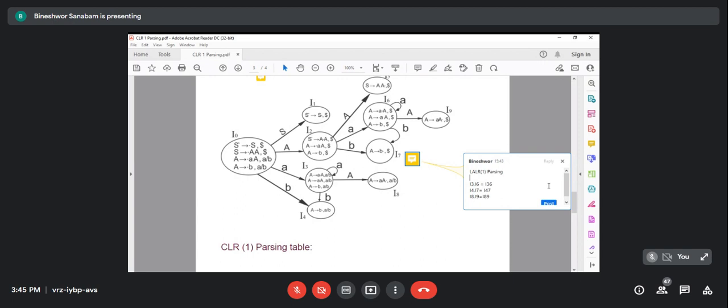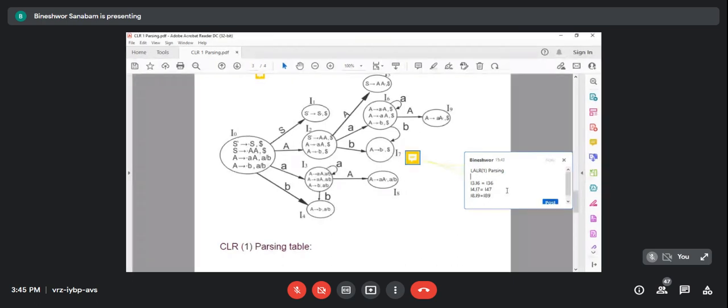So it will group in this manner. Wherever you have state 3 or state 6, it's going to be replaced by 36. Wherever you find 4 or 7, it's going to be replaced by 47. Wherever you have I8 or I9, it's going to be replaced by 89. Just note it down.